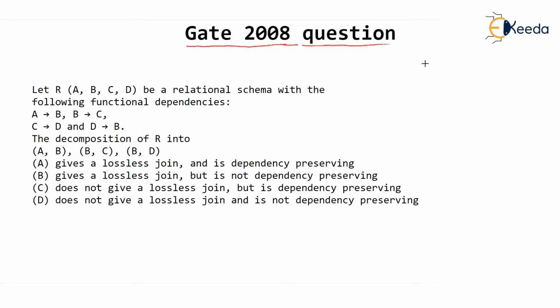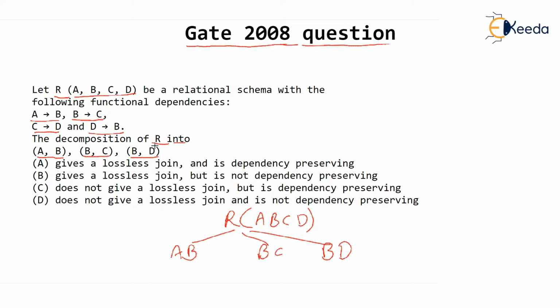There is a table R which has four attributes A, B, C, D, and the functional dependencies are defined as follows: A determines B, B determines C, C determines D, and D determines B. Now the question asked is that the decomposition of R into, now note that three tables have been created: AB, BC, BD. So R(A, B, C, D), four attributes, has been divided into AB, BC, and BD. Now they are asking, is this lossless and dependency preserving, or lossless but not dependency preserving? And like this, we have got four options.